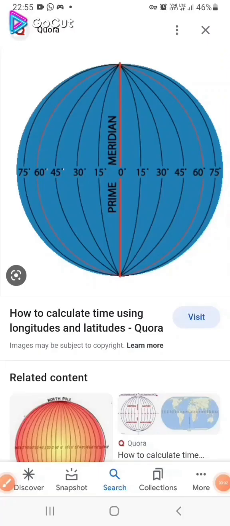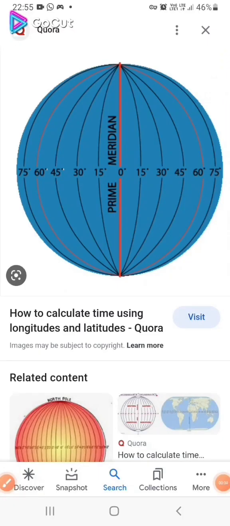The third important property of longitudes is that all the lines of longitude are of the same length as they extend from the north pole to the south pole. These all longitudes are the same in length.